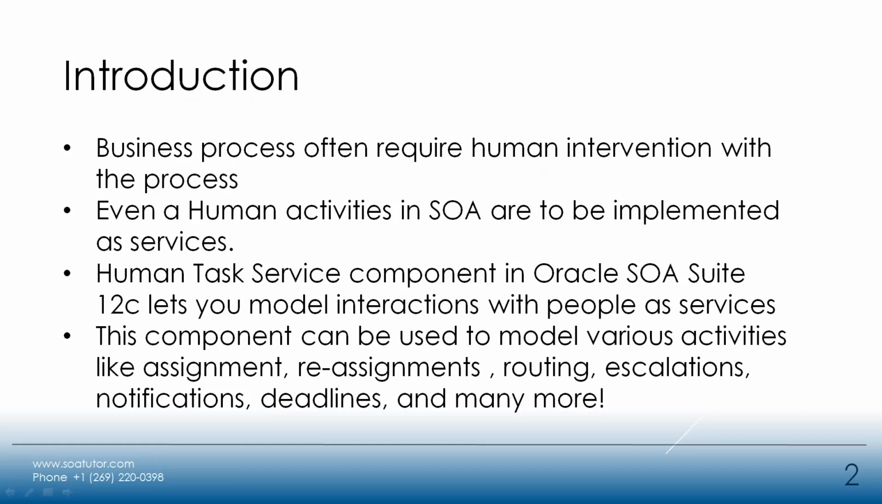So let me continue. We are at this point wherein we are talking about different things that human task provides. The first thing is assignment. Assignment is when you file an expense report, it gets assigned to your manager, right? So that's what assignment is. And then reassignment is, let's say your manager is busy, so he doesn't have time to go through all the attachments, all the bills. Though it is assigned to him directly by the system, he can reassign it to one of his subordinates. That's what reassignment is.